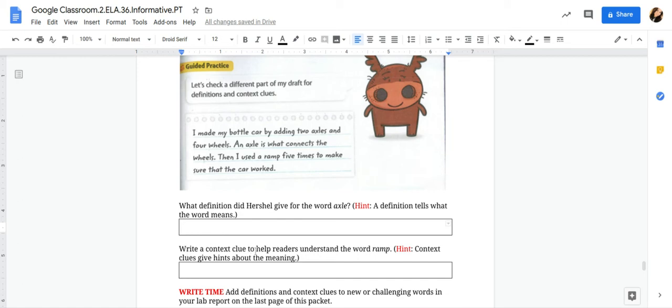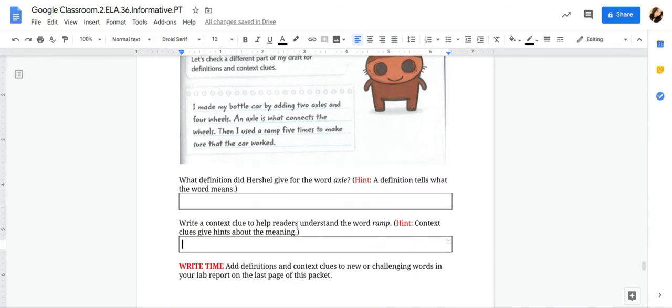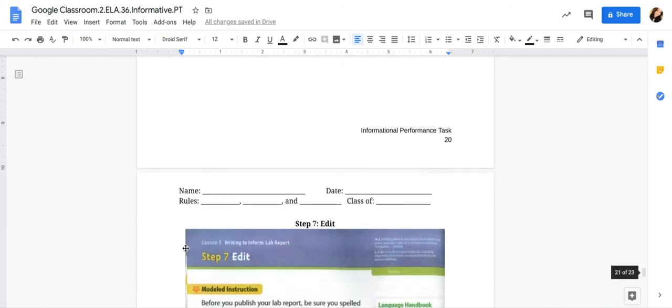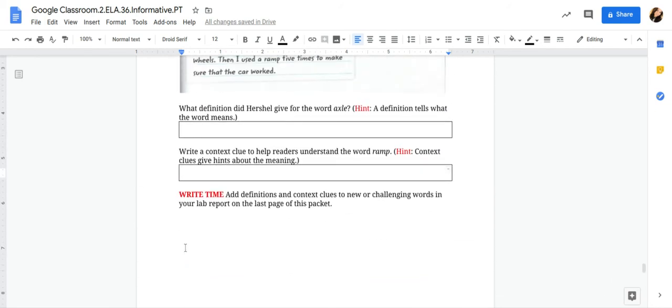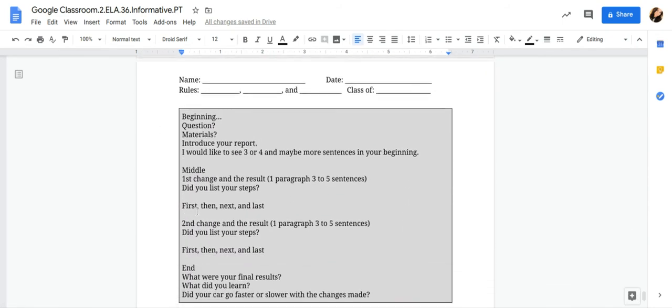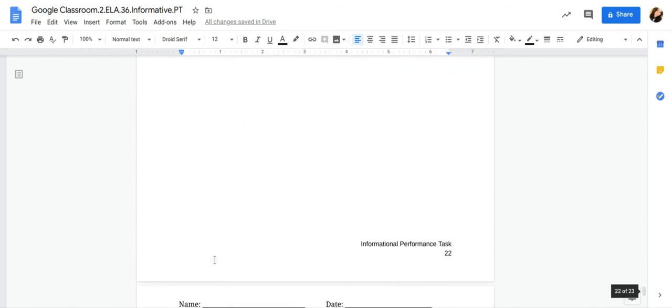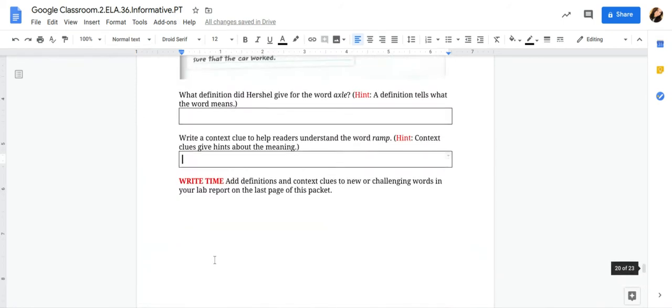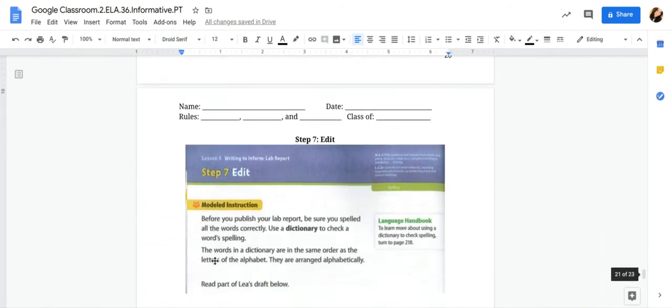Next, write a context clue to help readers understand the word ramp. So, what do you think ramp means? I used a ramp. Write that here. So, tell me, what does axle mean and what does ramp mean to you? When you're done, make sure you do revisions on your beginning, middle, and end. Now let's move on to step 7. Step 7 is edit.